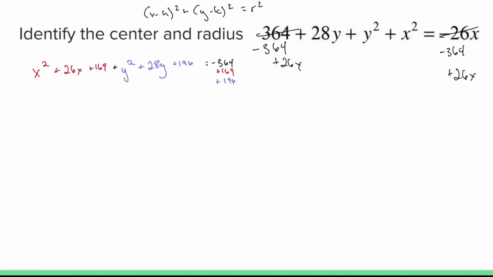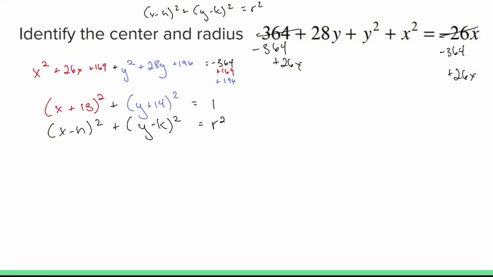So this factors out to (x plus 13) squared. This factors out to (y plus 14) squared. And you won't believe it, but according to Siri, these guys are 1. So now I have the form that I want. Now I have (x minus h) squared plus (y minus k) squared equals r squared. My center exists at (h, k).